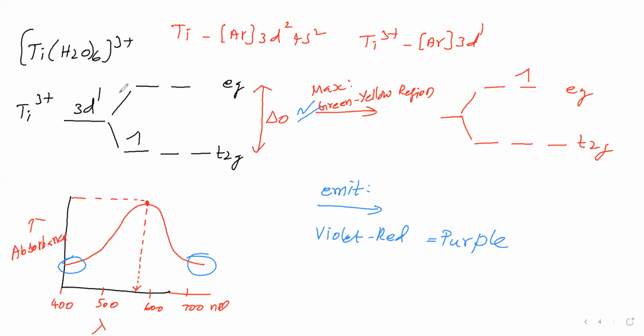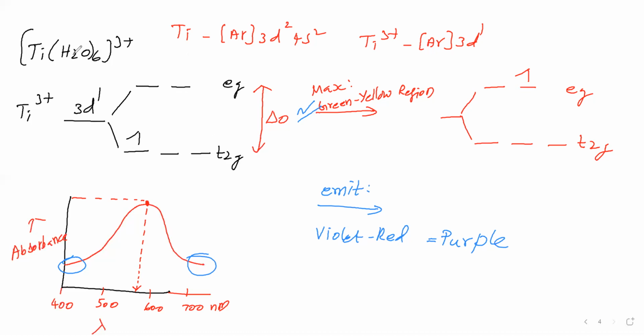So the color of the complex depends on the emitted color's wavelength. That depends on the absorbed wavelengths, which depend on delta naught. Therefore, based on delta naught, the color of the complex will vary. Delta naught depends on d-d splitting. This delta naught depends on the central metal, oxidation number of the central metal, ligand, coordination number, and so on.